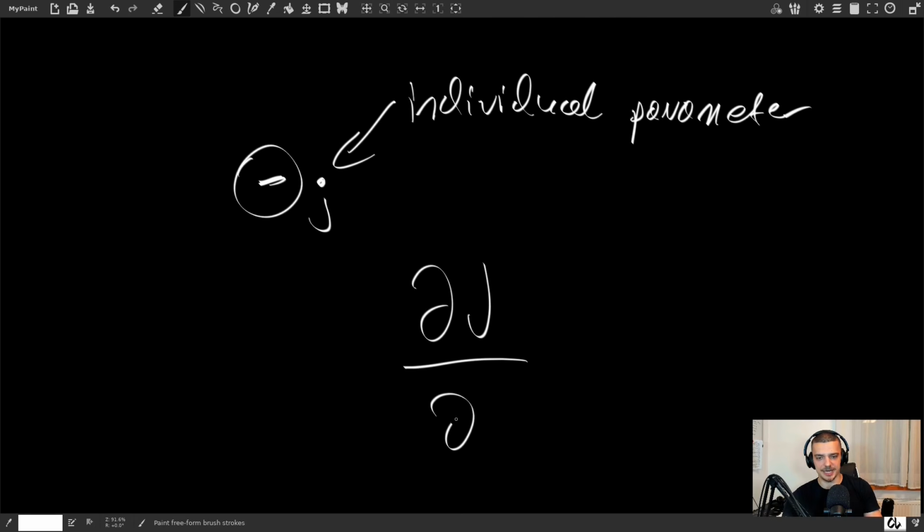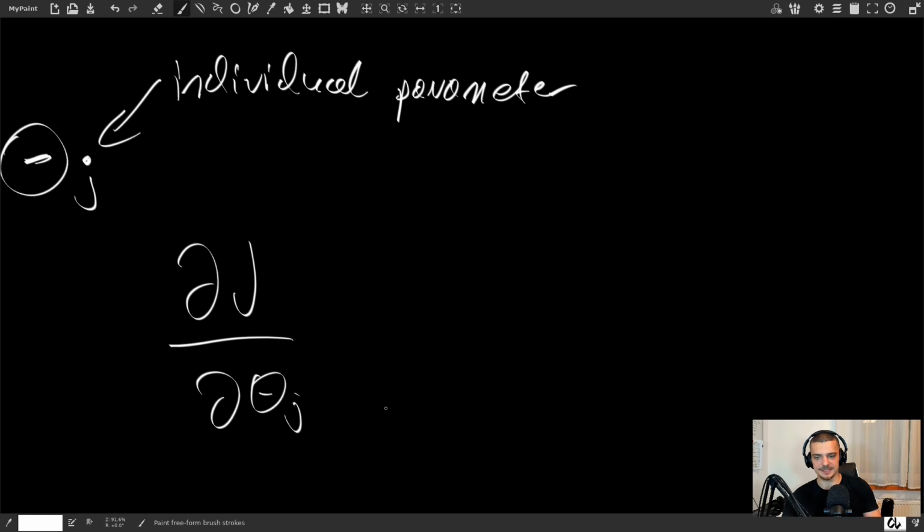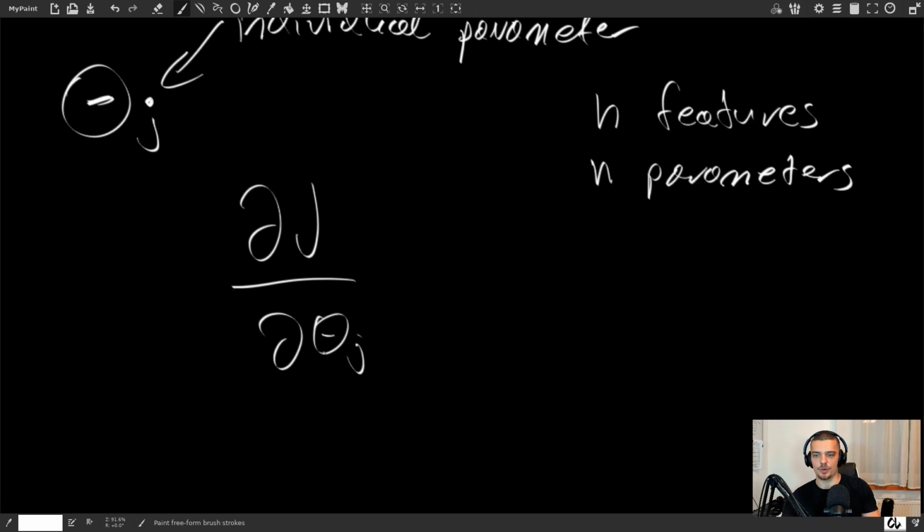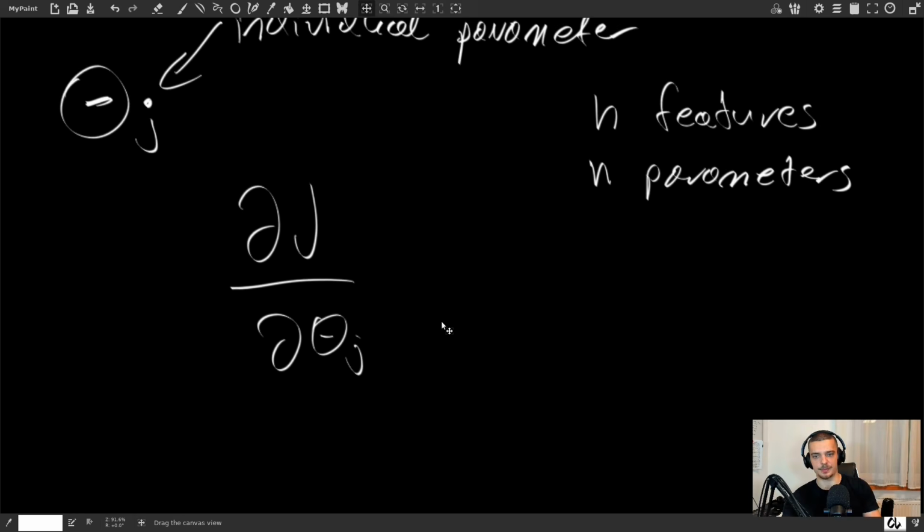So the notation for that is, I have some function, in our case now J. How does J change with respect to something, for example theta j, if theta j is one of these n parameters? Remember, we have n features, so we have n parameters, one for each feature. And we're asking, how is my cross entropy loss affected when I change this parameter j, which could be hours slept, for example.